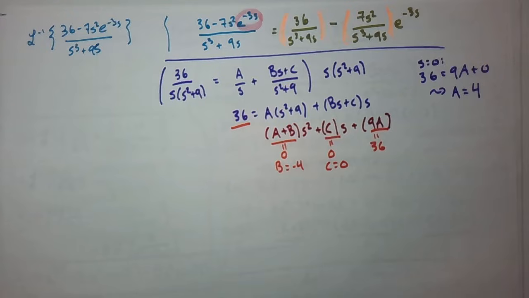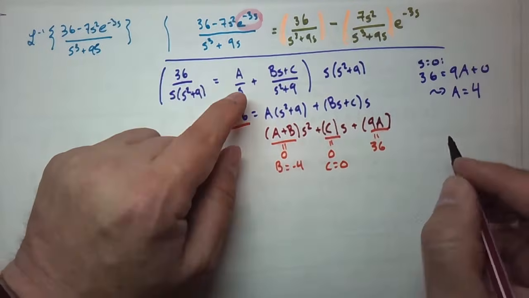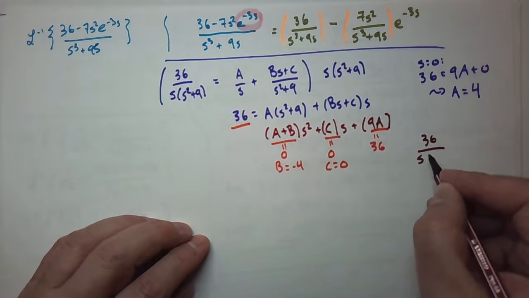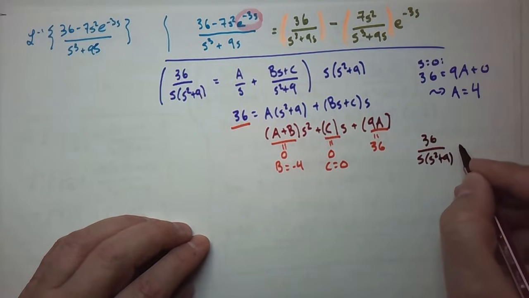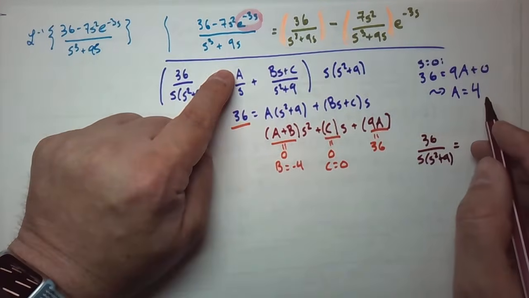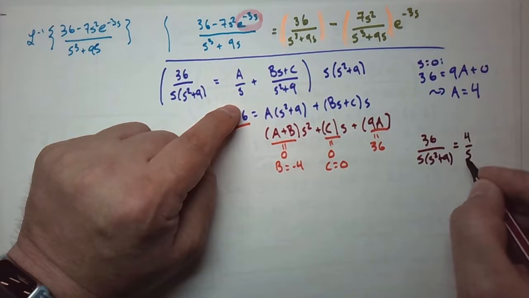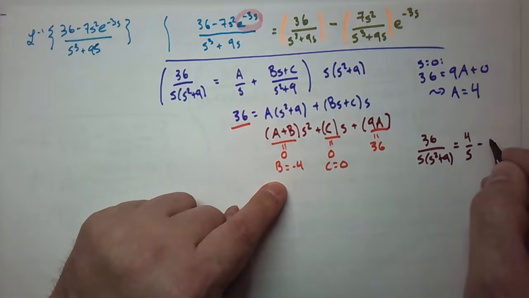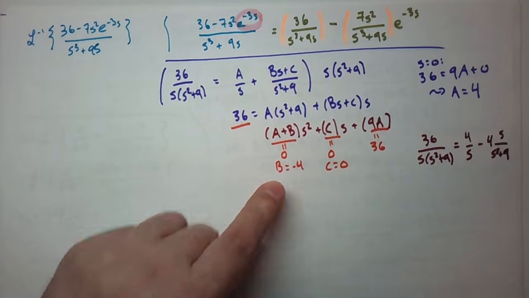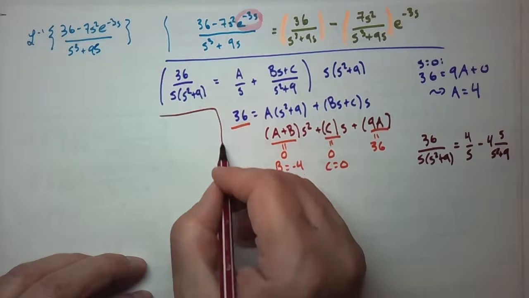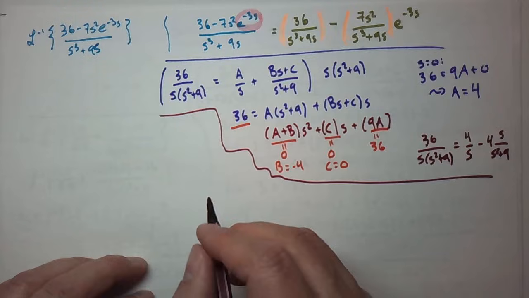All right, with this in place, we'll make some notes here: 36 over s times s squared plus 9 is equal to, making sure we account for all our things, a is 4, so 4 over s, c is 0, b is -4, so minus 4s over s squared plus 9. Okay, that's the first part. Now the second part.